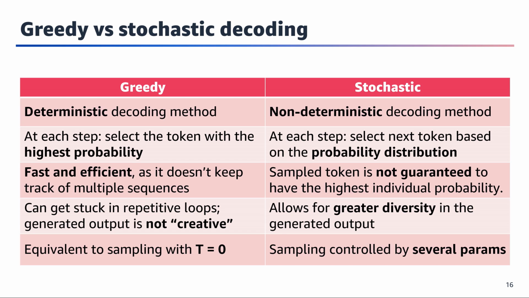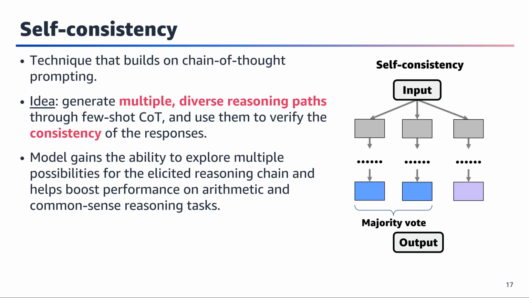Stochastic decoding is controlled by several parameters, unlike greedy decoding, which is equivalent to sampling with a temperature of 0. The key differences lie in the deterministic nature of greedy decoding, which prioritizes efficiency but may produce less diverse outputs, versus the stochastic approach, which introduces randomness and can generate more creative and varied text, albeit at the cost of increased computational complexity. The self-consistency technique is an approach that builds upon chain-of-thought prompting.